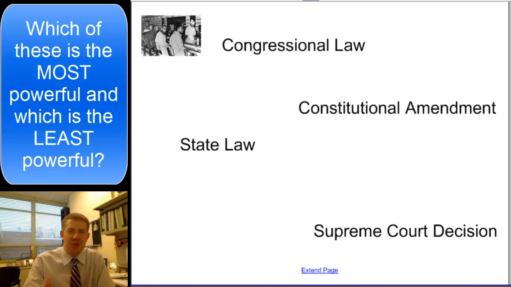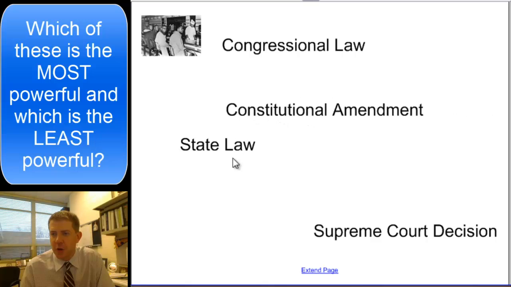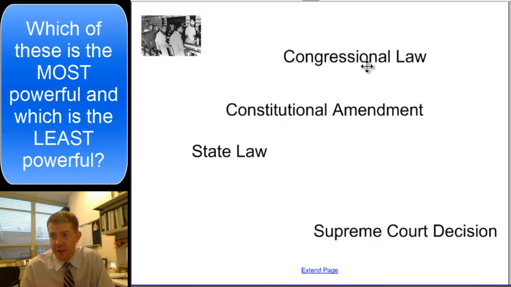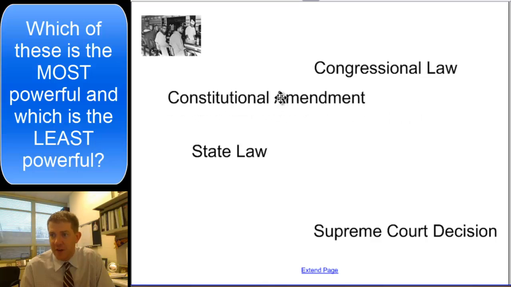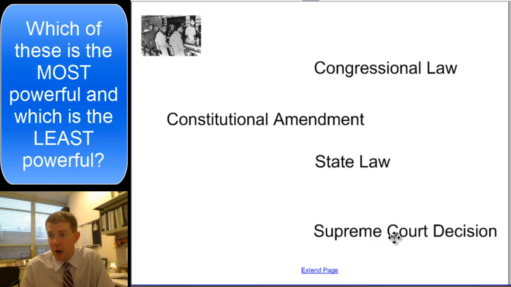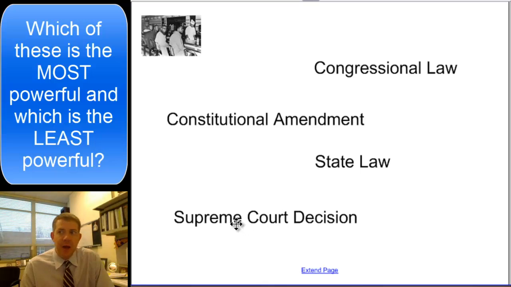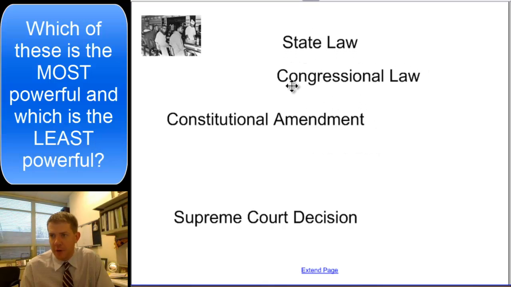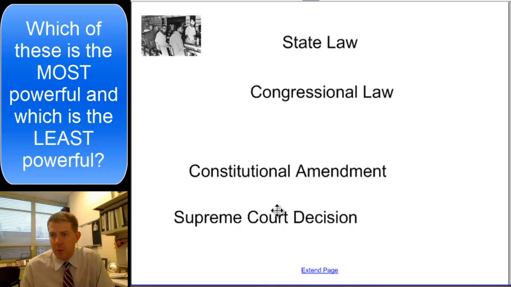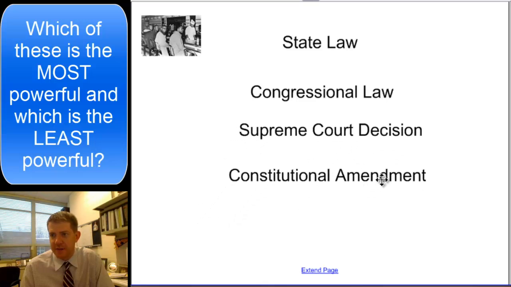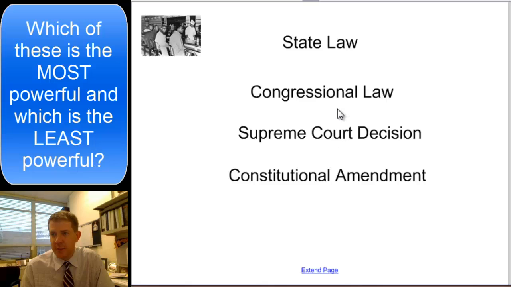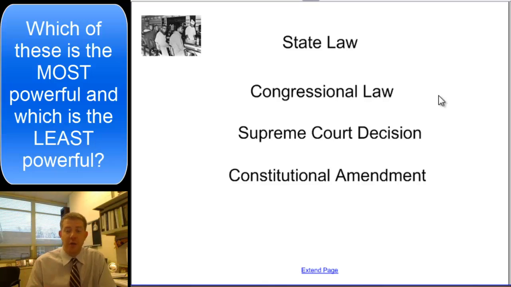Hopefully you've paused and now you're coming back. So we have these four ideas. We have congressional law, so that's a law that's made in the United States Congress. We have a constitutional amendment, we have a state law, and then we have a Supreme Court decision. You put these in some kind of order, and what I want to do is put them in the appropriate order. If you want to take a second and pause this and write this down in the correct order if you don't have it right, this should be the order in which the laws of the land are ranked in hierarchy.